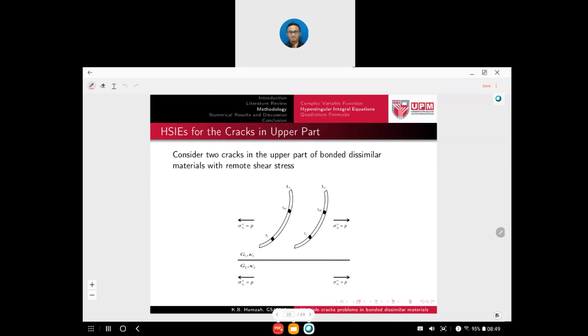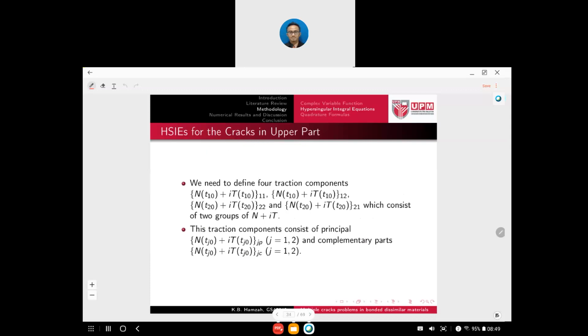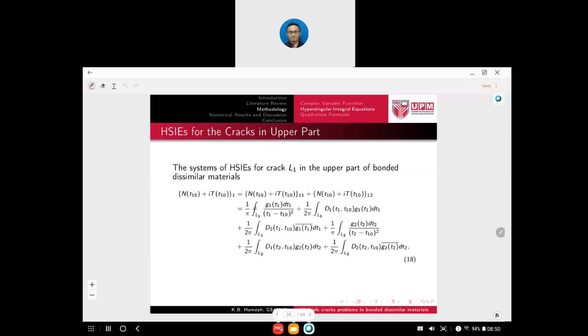And then for the case of two cracks in the upper parts of bonded dissimilar materials like in this figure, we need to define four traction components in terms of principal and complementary parts. After using the mathematical formulations, we can get crack L1 at the upper parts of bonded dissimilar materials as equation 18, and then crack L2 as equation 19.